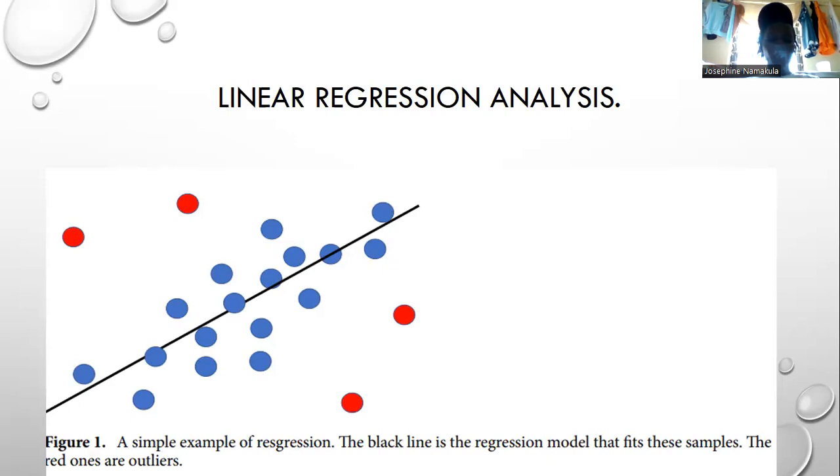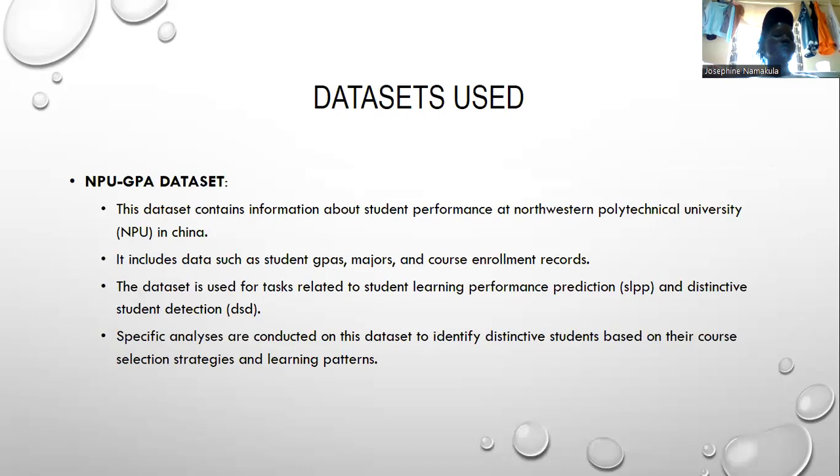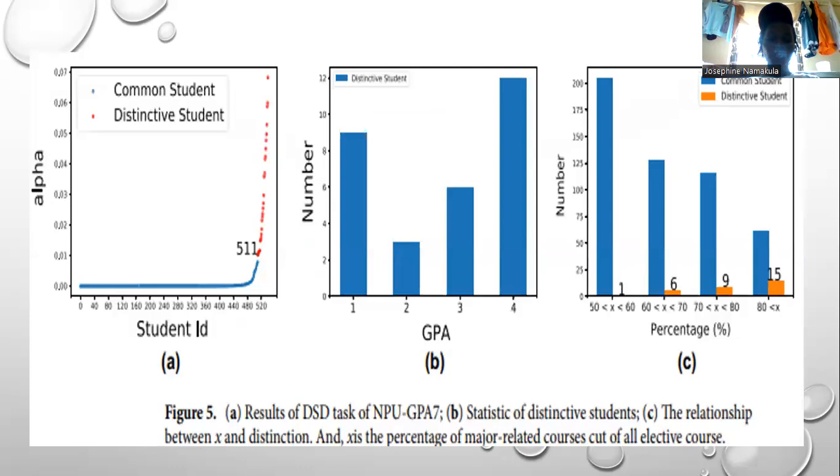They compared it against the performance of the proposed self-paced graph memory network approach in this scenario. For the datasets used, they used the NPU dataset with these features, which is from Northwestern Polytechnical University in China. In this scenario, they evaluated the dataset and Table 1.